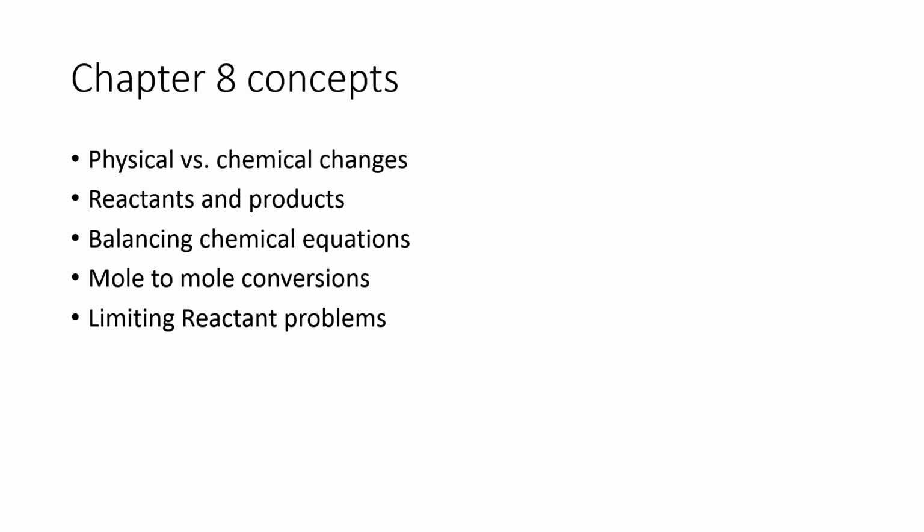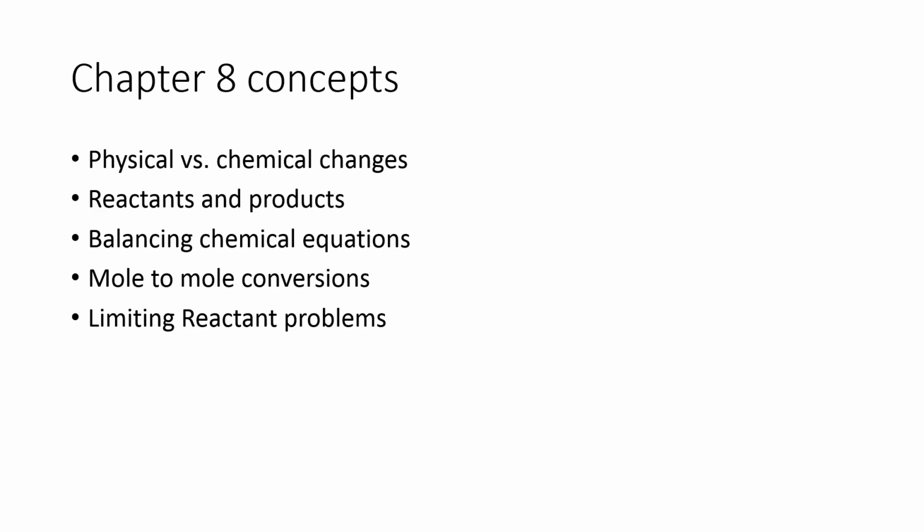Then we have the idea of mole-to-mole conversions. This was simply the idea that now that I have a chemical equation and it's balanced, I can figure out, let's say I start with 3 moles of a particular reactant, I can use that chemical equation to figure out how many moles of a product I would get from those 3 moles of reactants. We'll get that through specific examples where we can either just start with moles or we can also start with grams, and then we can go to moles like we did back in chapter either 5 or 6. Then finally we have the idea of a limiting reactant problem.